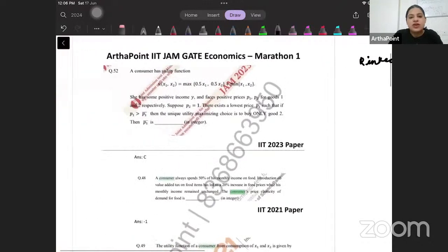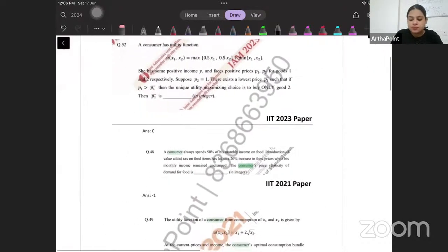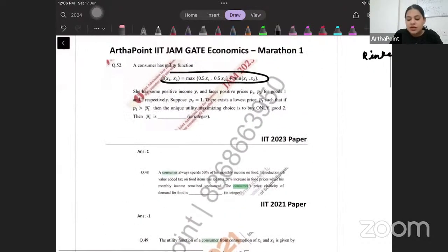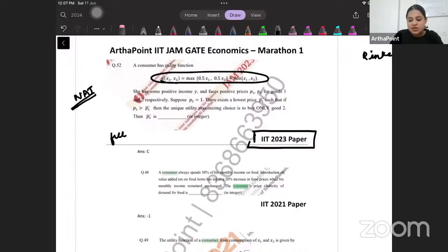We only saw this kind of question yesterday also. This came in IIT last year's paper. It was a NAT question. That means no option will be given to you. You have to simply give the answer. It's a 2 marks question. You have to fill in the blank, right? So that's the first kind of question that came in exam.